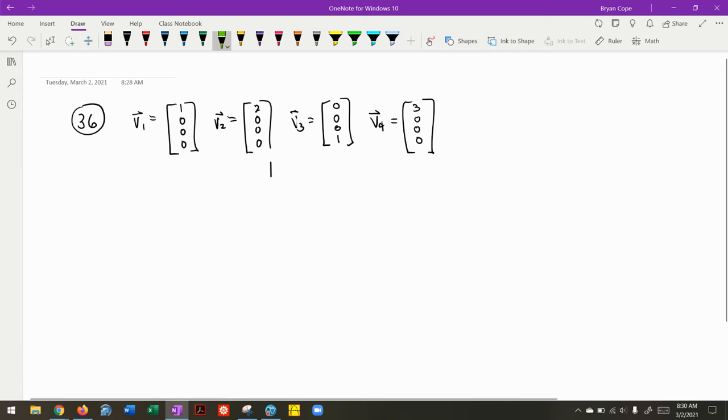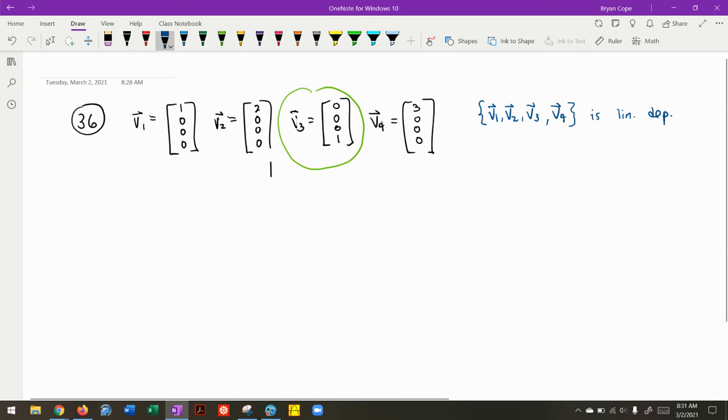So the set V1, V2, V4 is linearly dependent, and V3 is not a linear combination of the others, right? We would not be able to write V3 in terms of V1, V2, and V4 because they only have non-zero numbers in their first element. But my counterexample is that this new set, V1, V2, V3, V4, is linearly dependent. So I've shown that the initial condition holds.